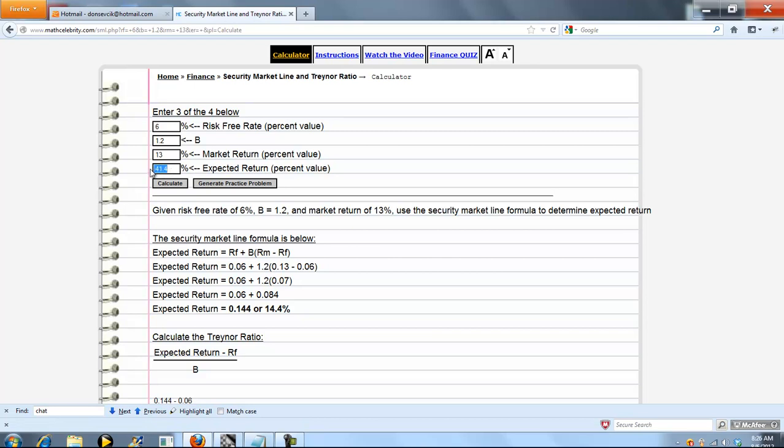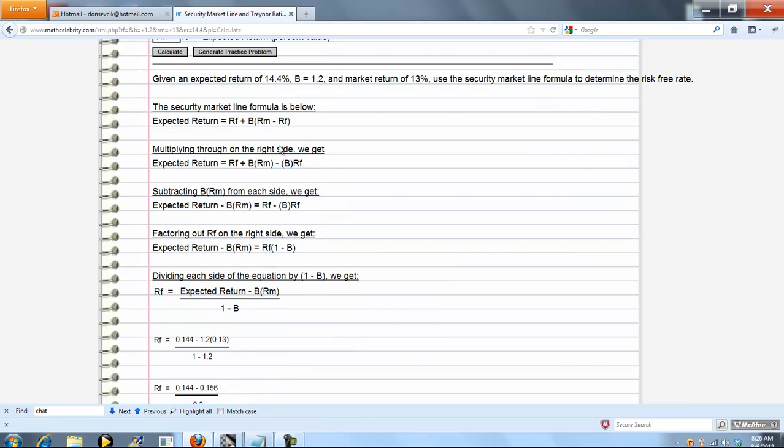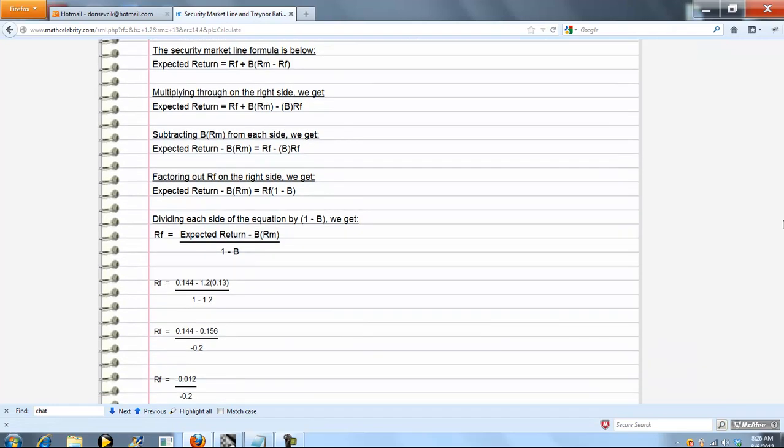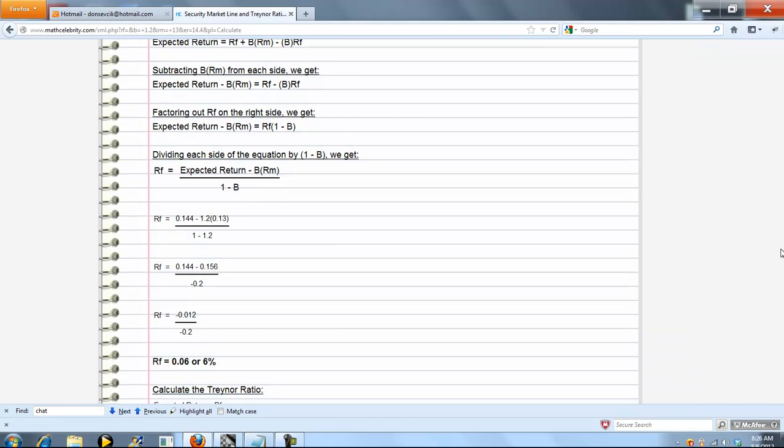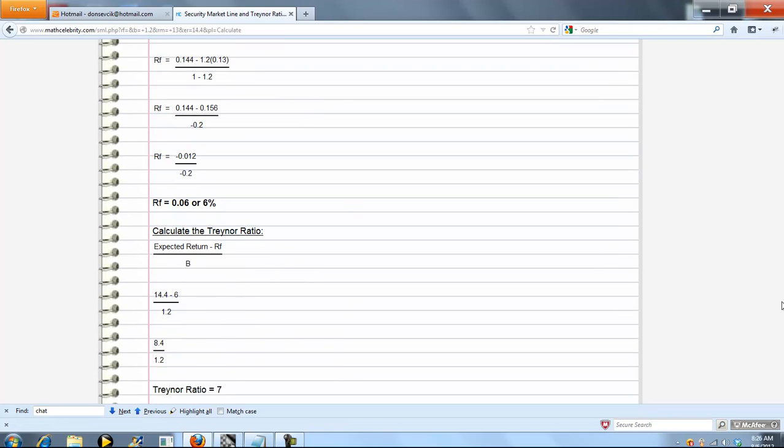So now that we got 14.4 for expected return, let's go ahead and solve for risk-free rate. Go ahead and press calculate. Again, here's the standard SML formula. We're going to multiply through, do some algebra, some simplification, and now we've got risk-free rate isolated. We plug in our numbers. We should get 6%, and we do, which is great. And again, we do the Treynor ratio at the bottom.